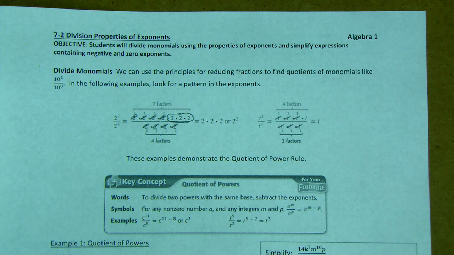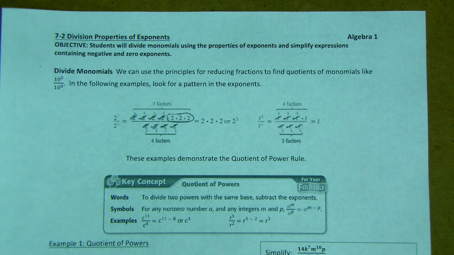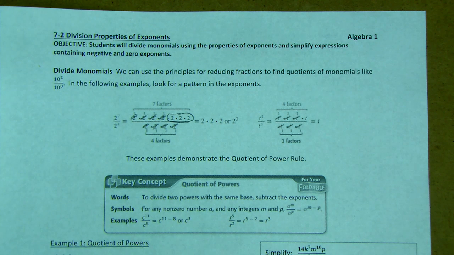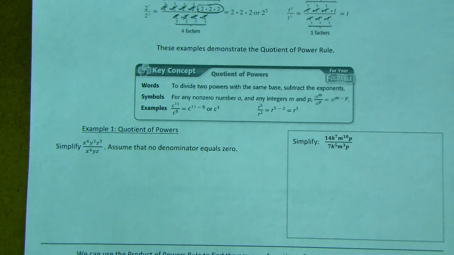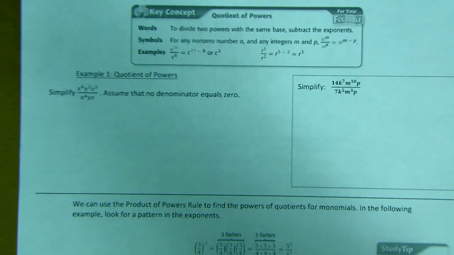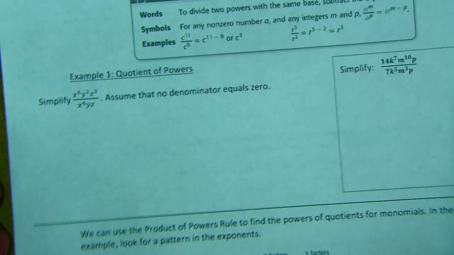And again, just like multiplying, you would do each variable separately. You're going to do the same thing. And when we multiplied, we would multiply the coefficients. So when we divide, we divide the coefficients. All right, so here's example 1. Let me zoom in on that for you.